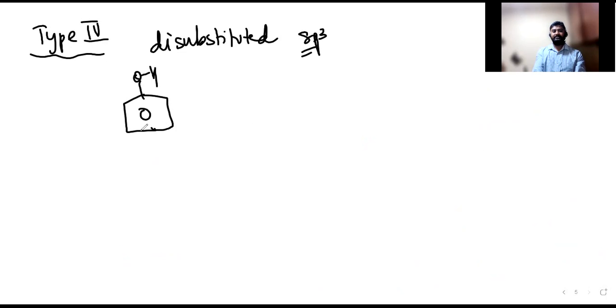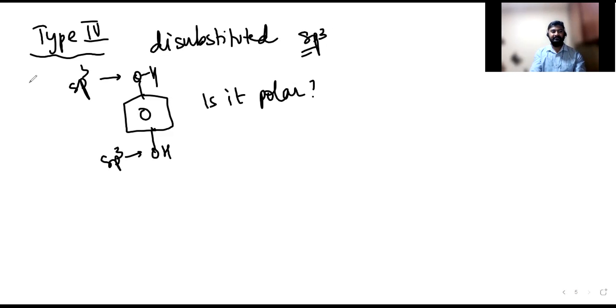They can ask, like for example, this is a compound. And I've been asked, is it polar? Is this polar? So since this is sp3 hybridized, it changes the game altogether. It's a very beautiful question, typically asked in JEE Advanced. It was asked once in JEE Advanced. So let's do it. So how to do this question?